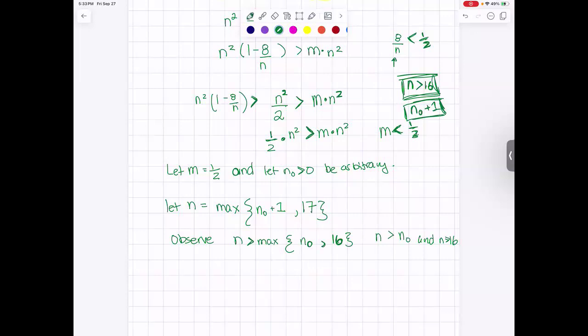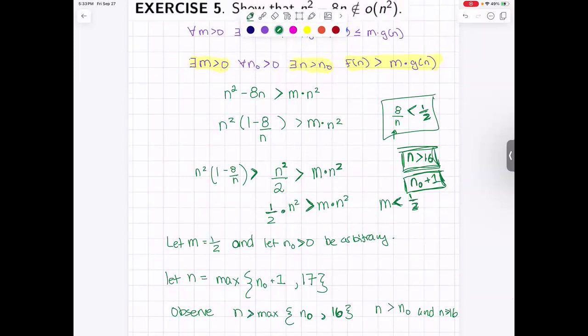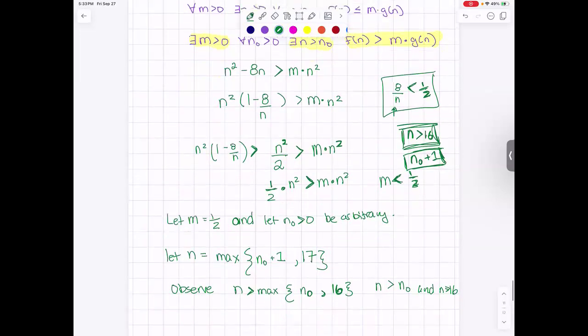So given that, we're able to say that when we go back up to look at this part, 8 over n is going to be greater than 8 over 16. So we end up being able to see that that factored value is greater than our intermediate value, which is then clearly greater than our 1/2 n squared, giving us our m value as well.